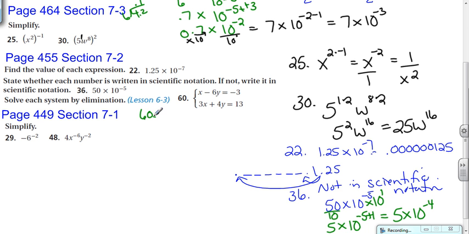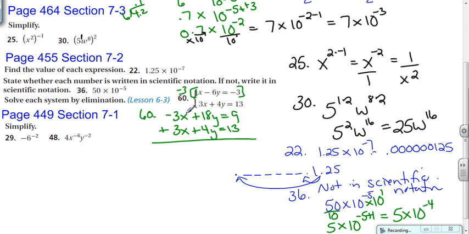Number 60, you have to solve that by elimination. The problem is I don't have any variables that have opposite numbers in front of them. But the 3 and the 1 could become opposites if I multiplied the top row by negative 3. So I'd have a negative 3 times 1x is negative 3x. Negative 3 times negative 6y is positive 18y. Negative 3 times negative 3 is positive 9. Then I can add it to my second equation, and the x's are going to get eliminated.